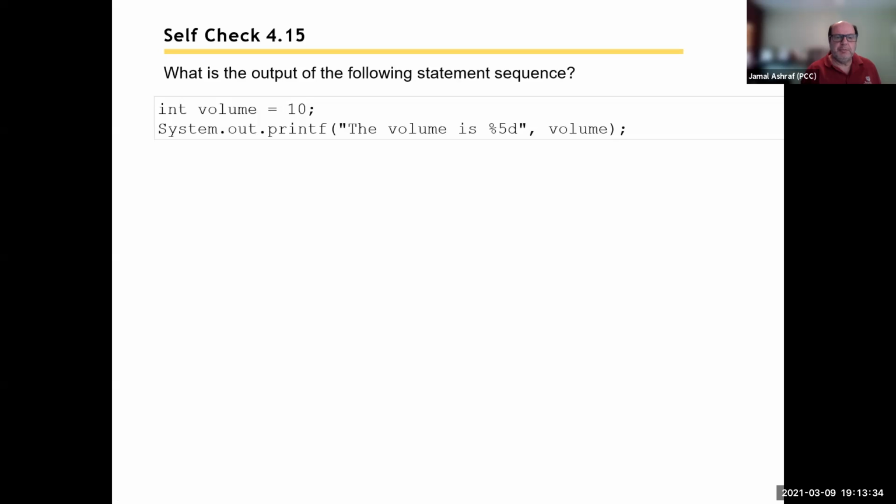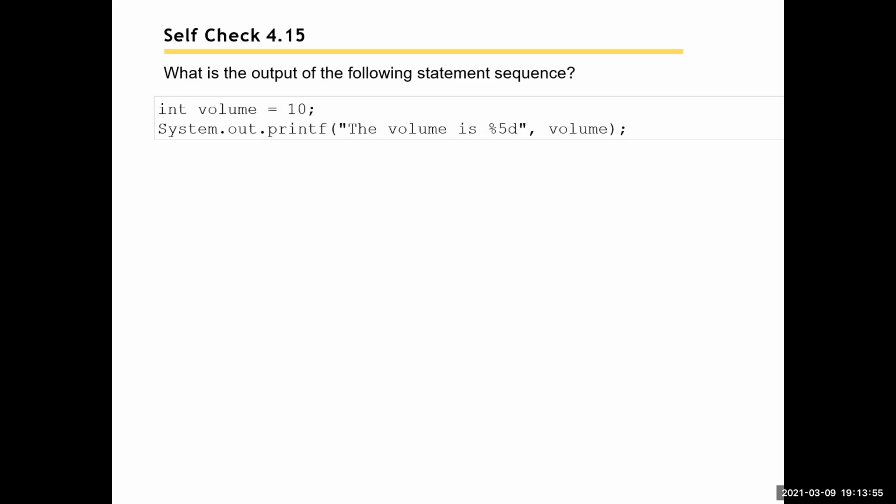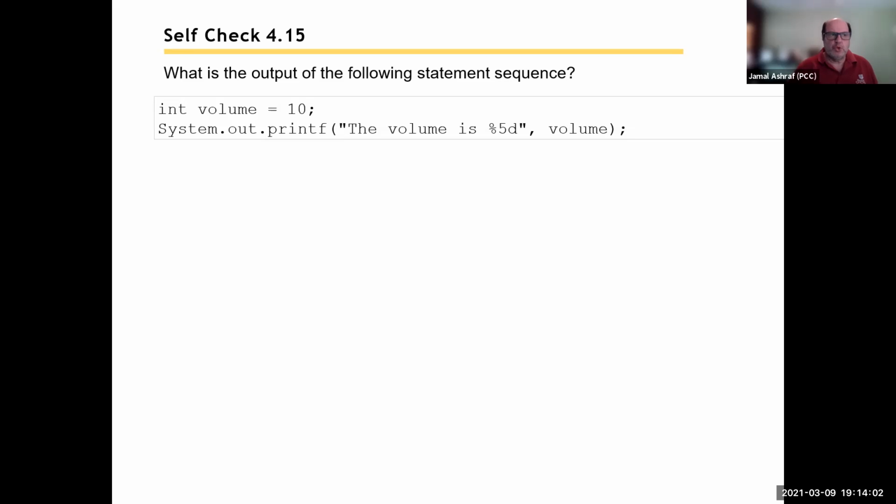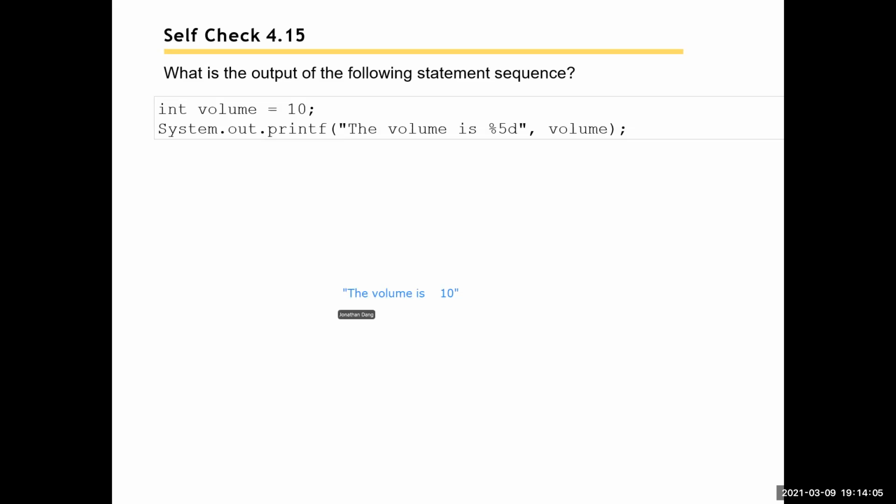What is the output of the following statement? Manuel. I'm picking on the people who don't have the camera on. Manuel, what's the output of this one? The volume is, then 4 spaces, then the number 10. 4 spaces? Why 4 spaces? Because it makes the field width 5, right? And the number is 10, so you get. Do I have that understood correctly? Where it makes the total width of the spaces plus the number 5, like total spaces.